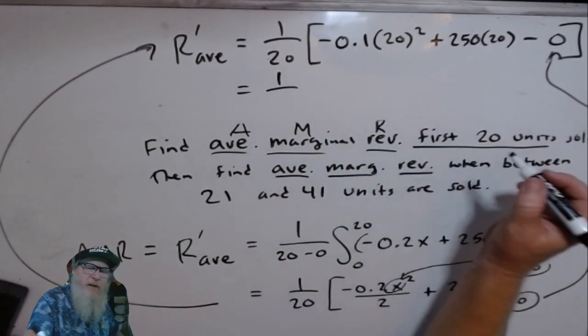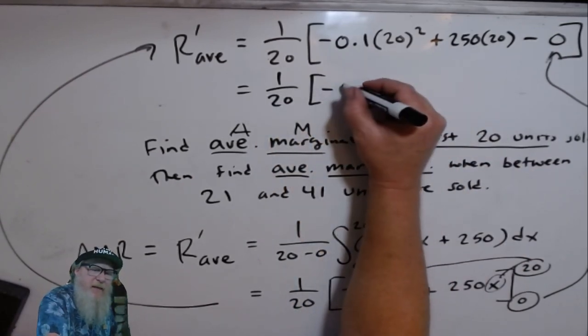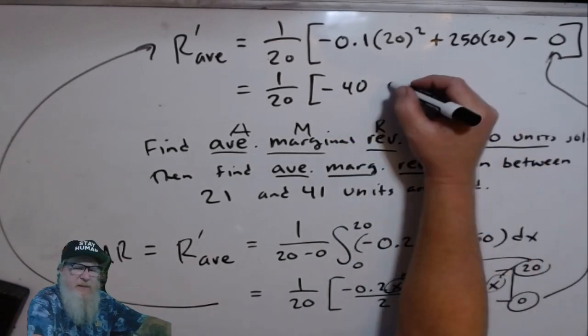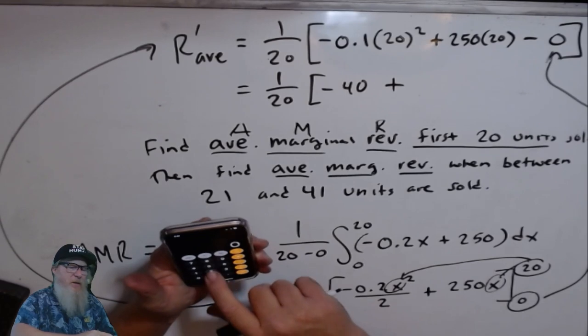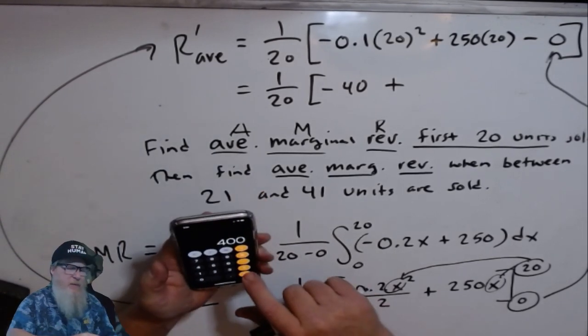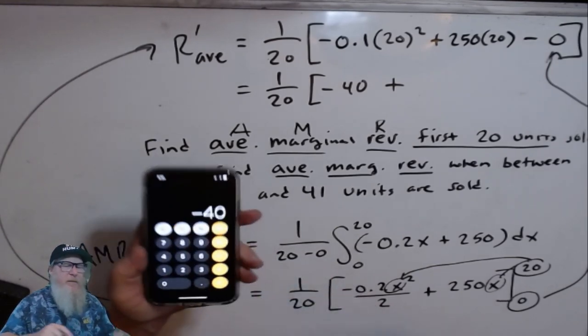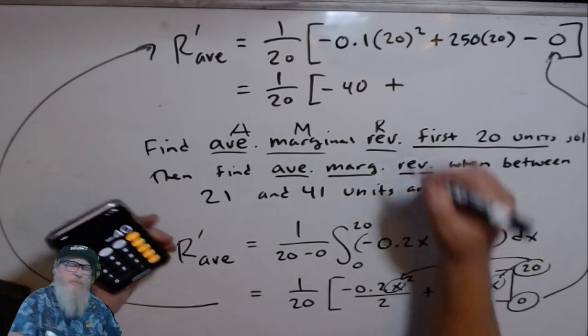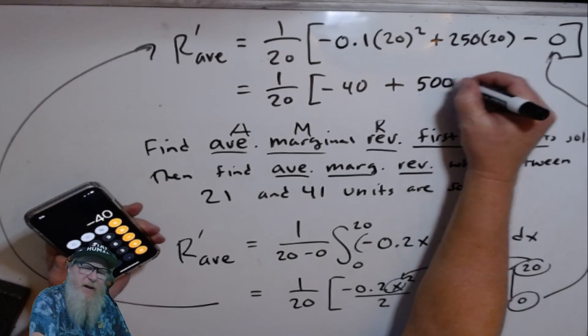And then now do the whole thing on the calculator. 1 over 20 times negative 40. I did that in my head. Let me make sure it's right. 20 squared is 400 times negative 0.1 is negative 40. Just making sure, right? And then 250 times 20, I believe, is 5,000.